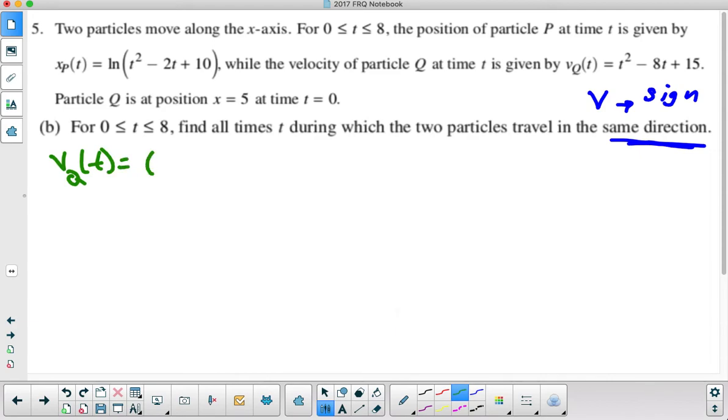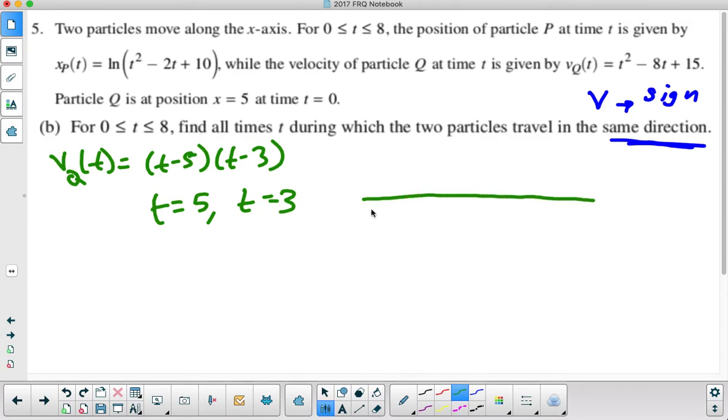This one's a pretty nice one to do. We've got t minus 5, t minus 3. So we know that this is going to be 0 at 5 and at 3. Okay, so if we're doing a number line for this, we have a couple of things to look at. First of all, we're only going from 0, we've got a 3, we've got a 5, and we're only going to 8. So that's all we've got to look at.